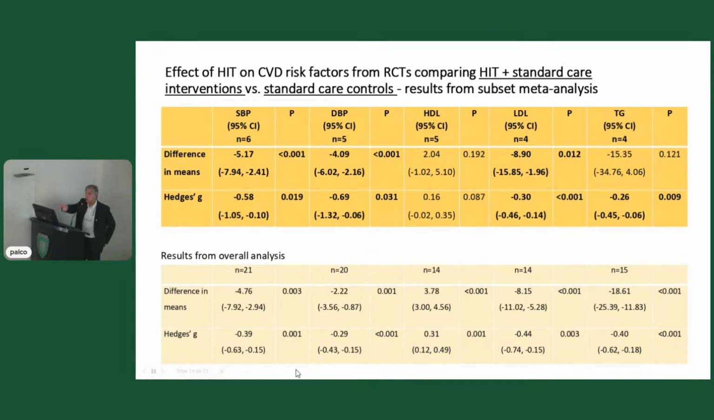So from the total meta-analysis, I took a smaller subset, and looked only at the 6. You see there are 6 studies only here, 5 studies, 4 studies, 4 studies. I took a subset that could compare separately just HIT plus standard care versus standard care alone. And the other one is the overall effect, not separating them out. And here I replicate a little bit of the same findings. I have an effect, and some of them become even stronger.